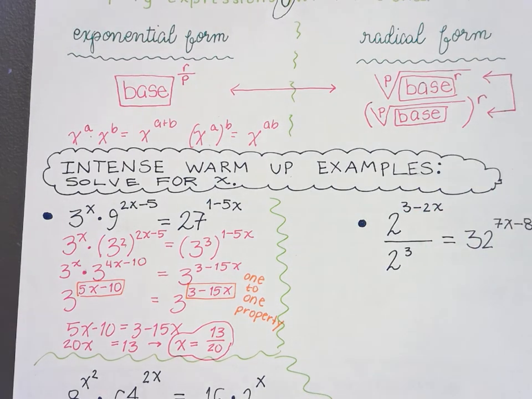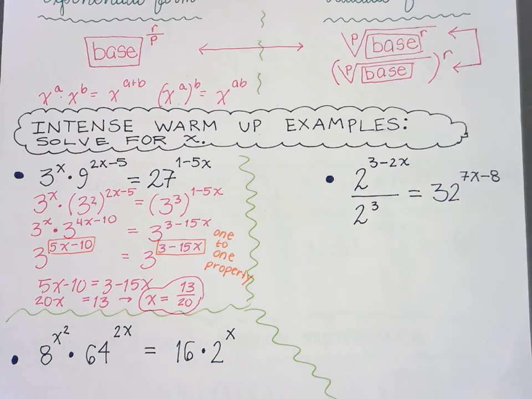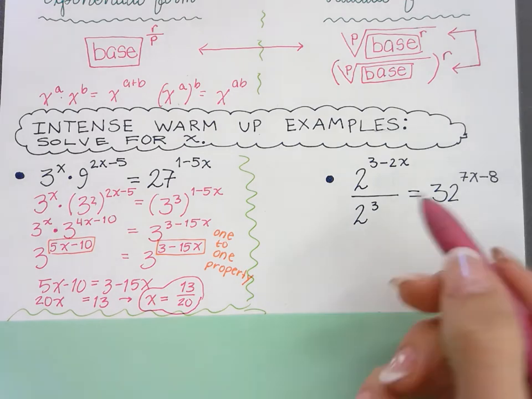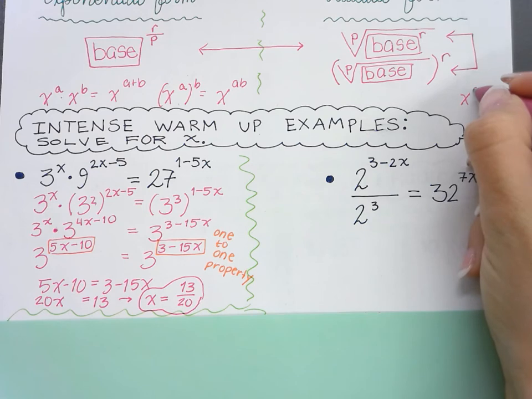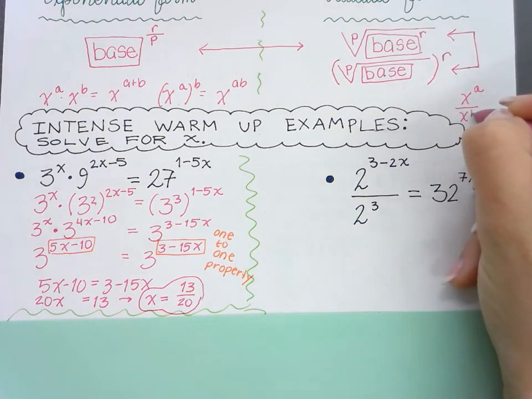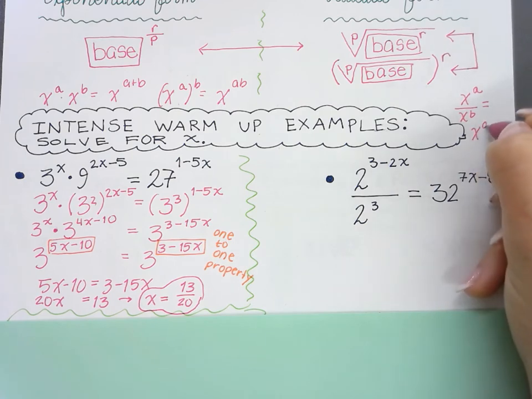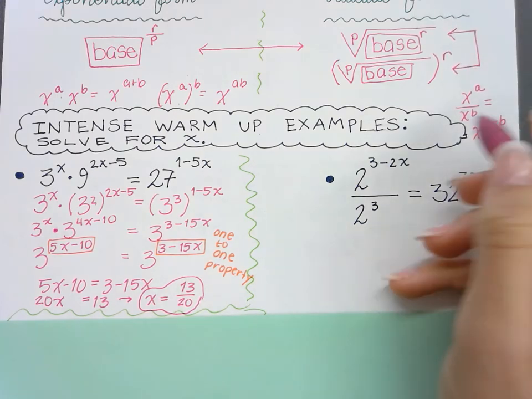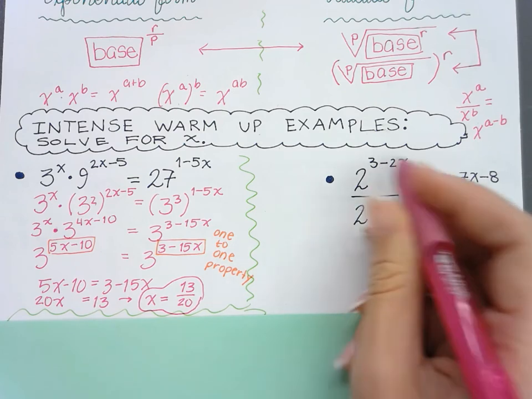Another example, very similar. Again, I told you these are intense, so just sit tight, hang in there, and we'll get through it together. Now I have some division. Well, what were the rules with division? If you had x to the a over x to the b, what were you allowed to do? You would subtract your exponents. You could do it like that, or you could put them in the denominator and subtract the other way, whatever way you prefer, but this is fine. So these are already like bases, so I'm going to go ahead and subtract my exponents.